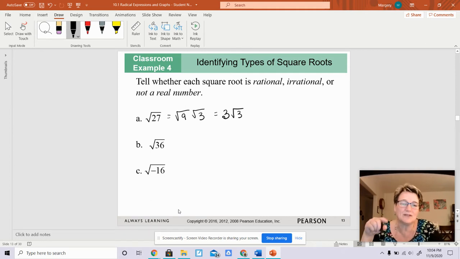Now, I know that the square root of 3 is an irrational number because it just keeps on going. It doesn't terminate or repeat. So when I multiply it by 3, I'm going to get an irrational number. It's just going to keep on going forever. So this one would be considered an irrational number. Okay. The next one, the square root of 36. The square root of 36 is 6. It is just plain old 6. It terminates. This is a rational number.